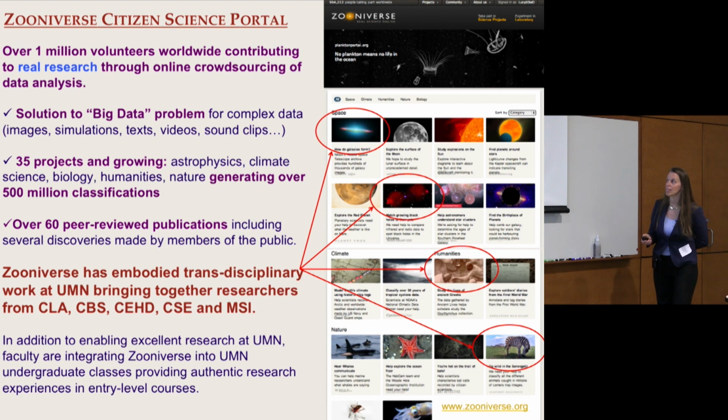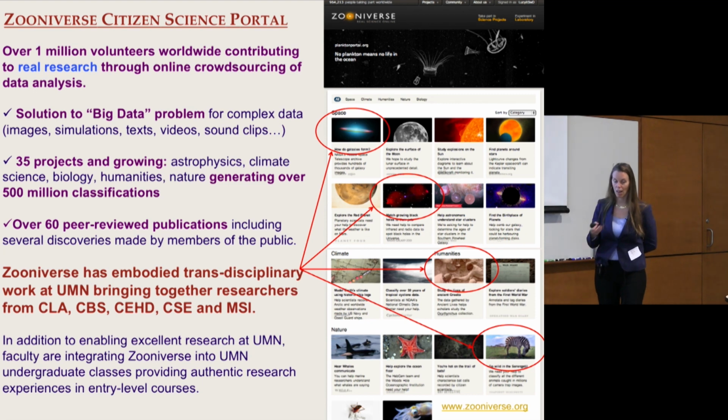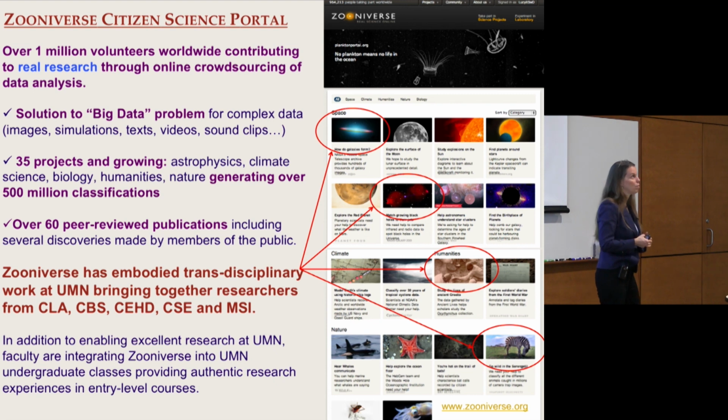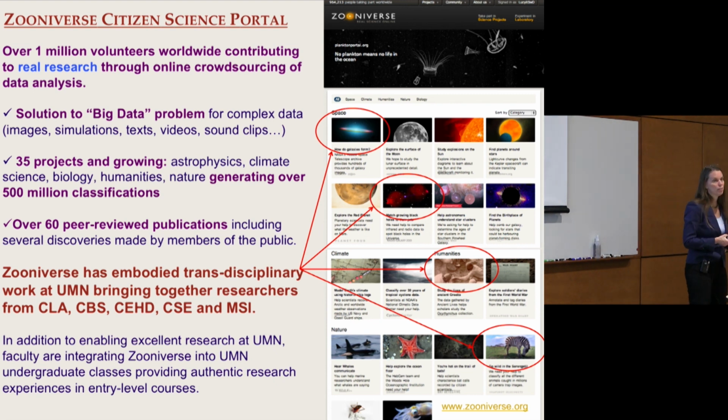And since 2010, we've had 4 projects that represent the University of Minnesota across the various colleges. And since 2010, I've been working with various deans of various colleges and other units, the OVPR, to try to pull together some funding to really enable multiple research projects to come through the University of Minnesota to Zooniverse. That ended up being successful last November, and we have since hired a developer.